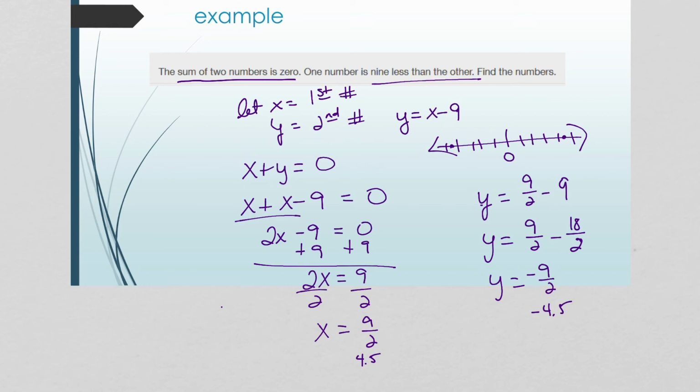The other thing too, whenever you add them together, do they create 0? Yeah, they do. Positive 4 1/2 plus negative 4 1/2 equals 0. That is correct. Okay, so the two numbers are 9 over 2 and negative 9 over 2.